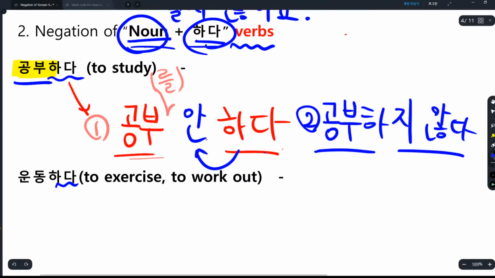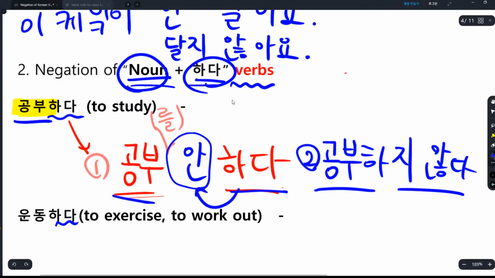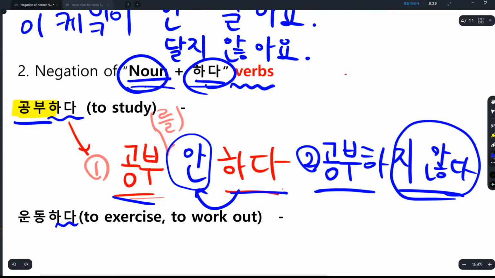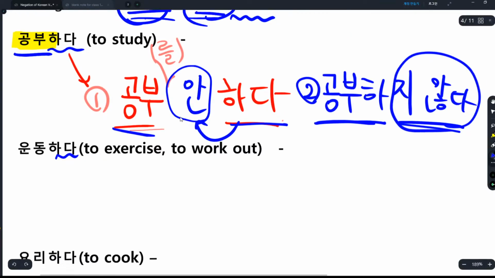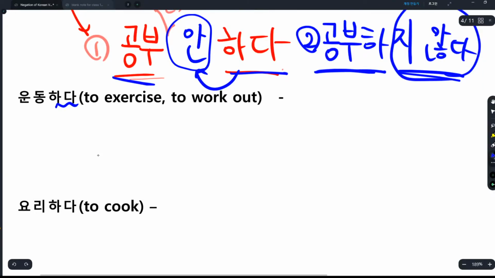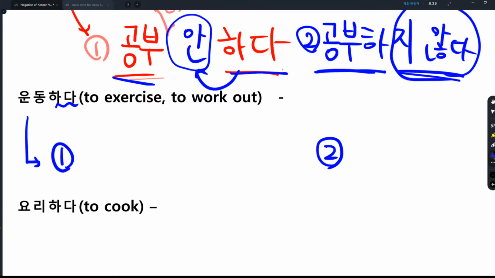But when you're combining it with 안, you have to separate the noun and the verb. But not the case of 지 않다. You can just put the stem, 공부하, and then 지 않다. So 공부하다's negative form would be 공부 안 하다 and 공부하지 않다. 다음에 how about 운동하다. Can you guys try negating it using 안 first and then 지 않다? So can you guys try negating 운동하다 by using 안?